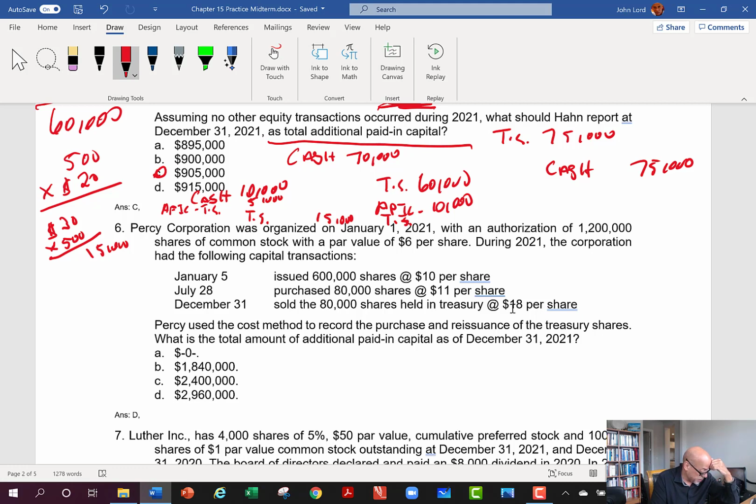Okay, so we've got Percy here, and Percy does what? They issue 600,000 shares at $10 per share, and they tell us that the par value was $6 per share. Okay, so what happens? If it's $10 per share when they issue, they would debit cash for what? 10 times 600,000 is going to be 6 million.